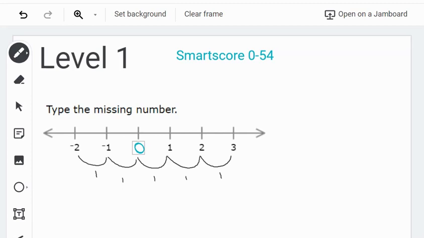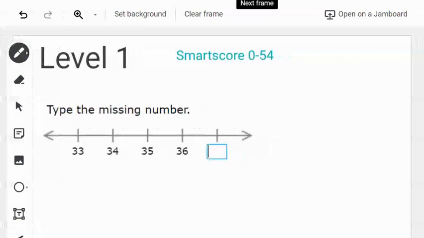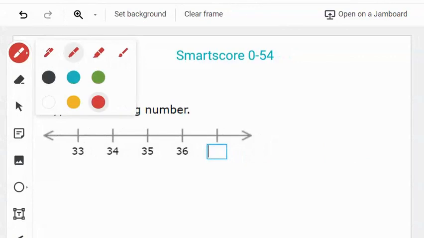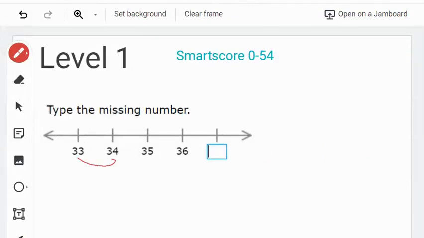Let's take a look at another one. All right, here they are spaced out by one again. We just keep getting bigger as we go to the right. One more is going to bring us to 37. That's another thing: you increase as you're going to the right. In this case, it was 1 each time, but again, it could be different numbers. If you were looking at it as going to the left, you should be decreasing or subtracting.